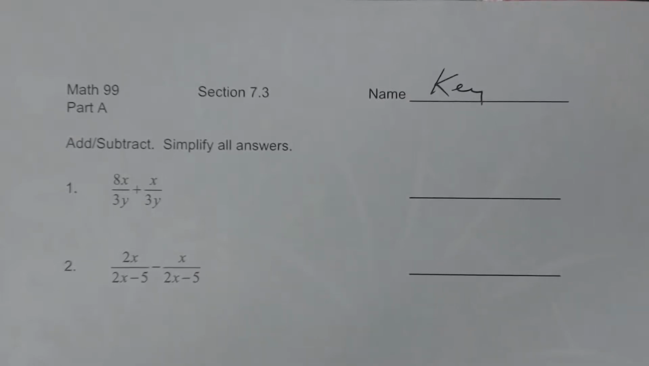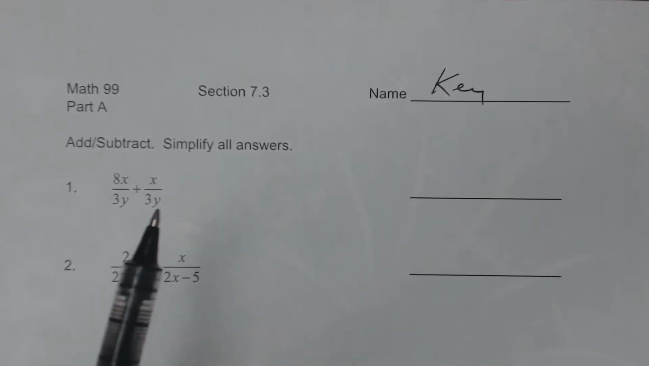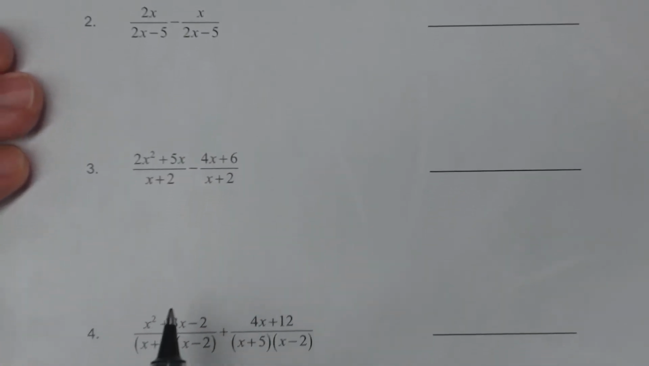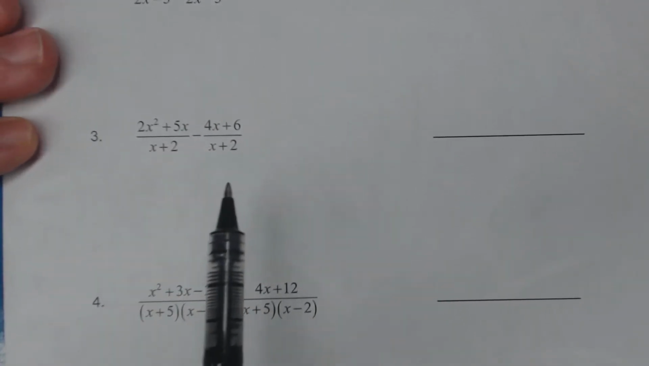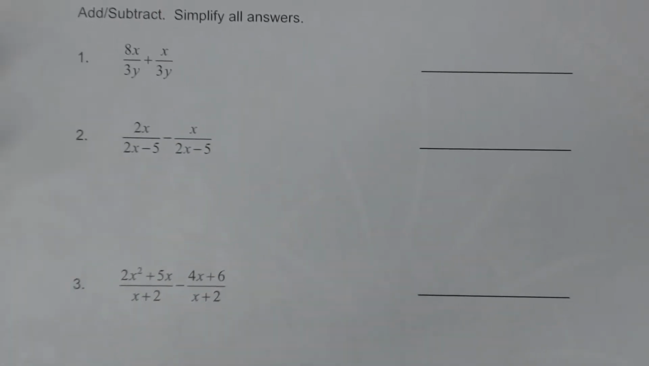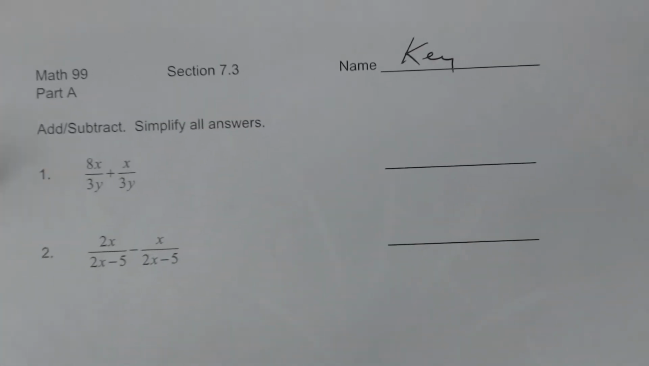Okay, so this is the key to section 7.3, part A. Now, in this section, on this worksheet, we're adding and subtracting rational expressions, but notice that these rational expressions have the same denominator. So that's going to be an easy worksheet.